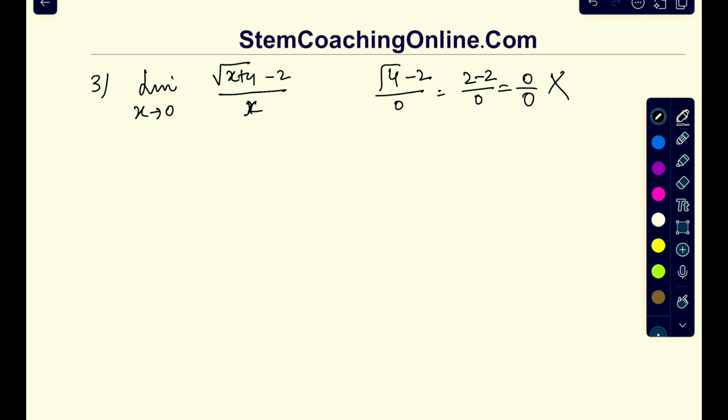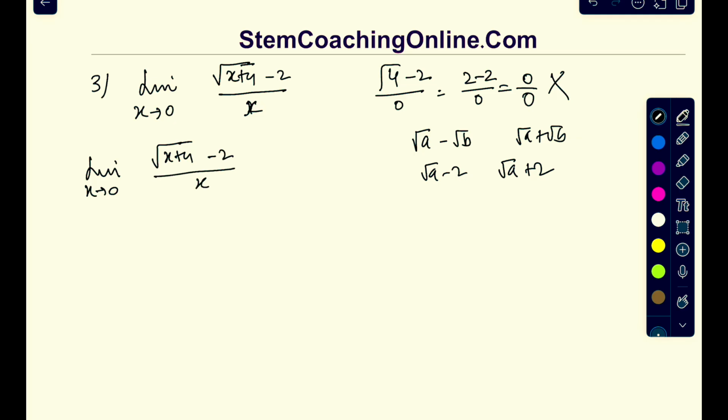Normally, when you see an expression like this in the numerator, always multiply both numerator and denominator by its conjugate. The conjugate is nothing but, if you see an expression square root of a minus square root of b, the conjugate is square root of a plus square root of b, or any number for that matter. Square root of a minus 2, the conjugate will be square root of a plus 2. Okay, so let's try to do that. So our expression here will become square root of x plus 4 minus 2 over x. We'll multiply both numerator and denominator by the numerator's conjugate, which is square root of x plus 4 plus 2 over square root of x plus 4 plus 2.